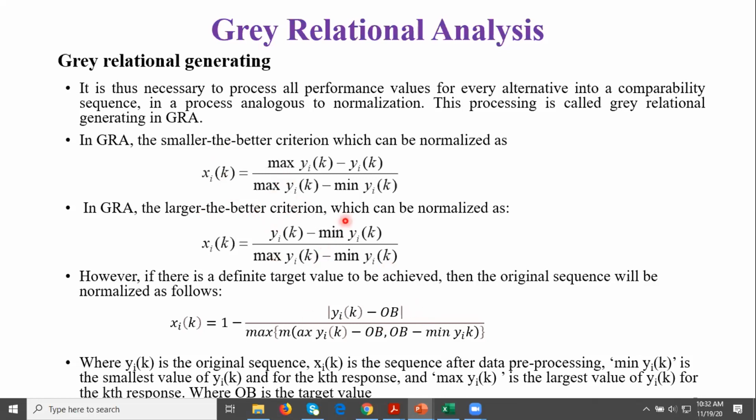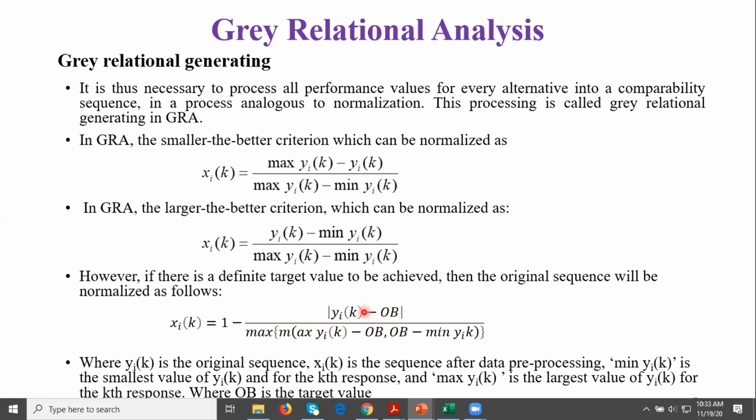In grey relational analysis, one of the major advantages is that we can predict the target value. Suppose I require some target. In marketing, they use market target values. Suppose in a particular year we have to reach this much sales. How do we do that? Whatever inputs we have to take are calculated based on this analysis. In that case, we use the target value here.